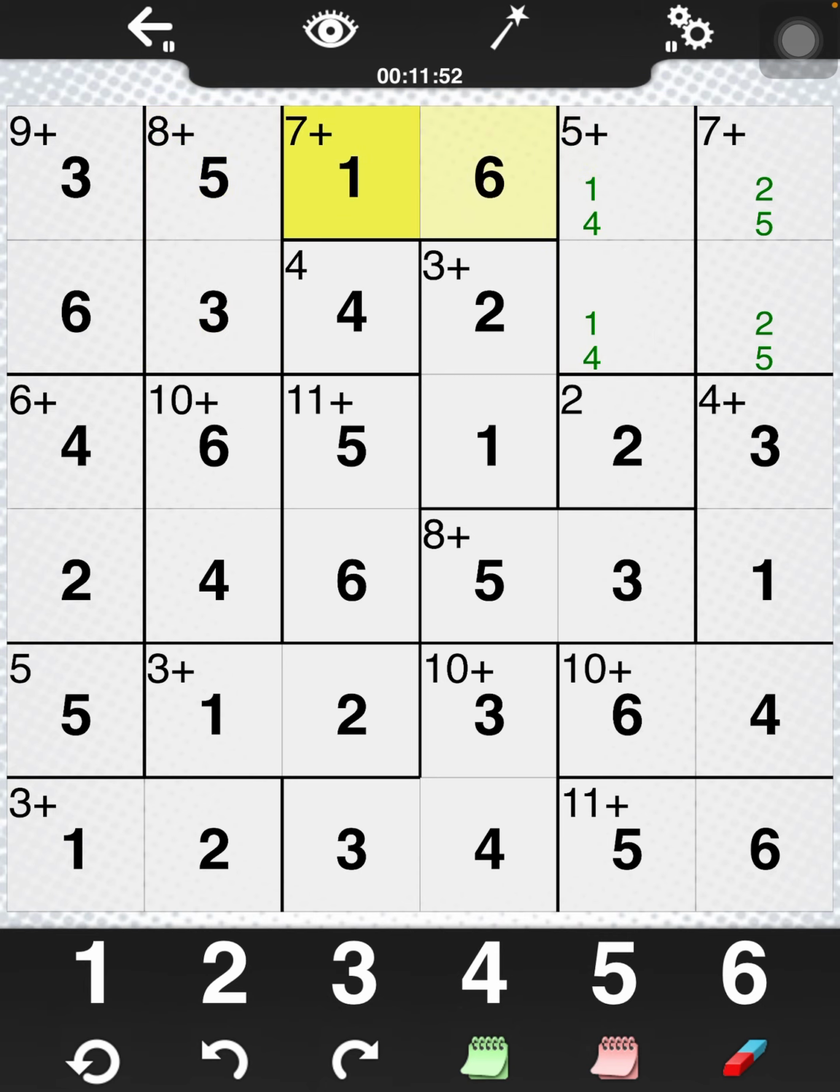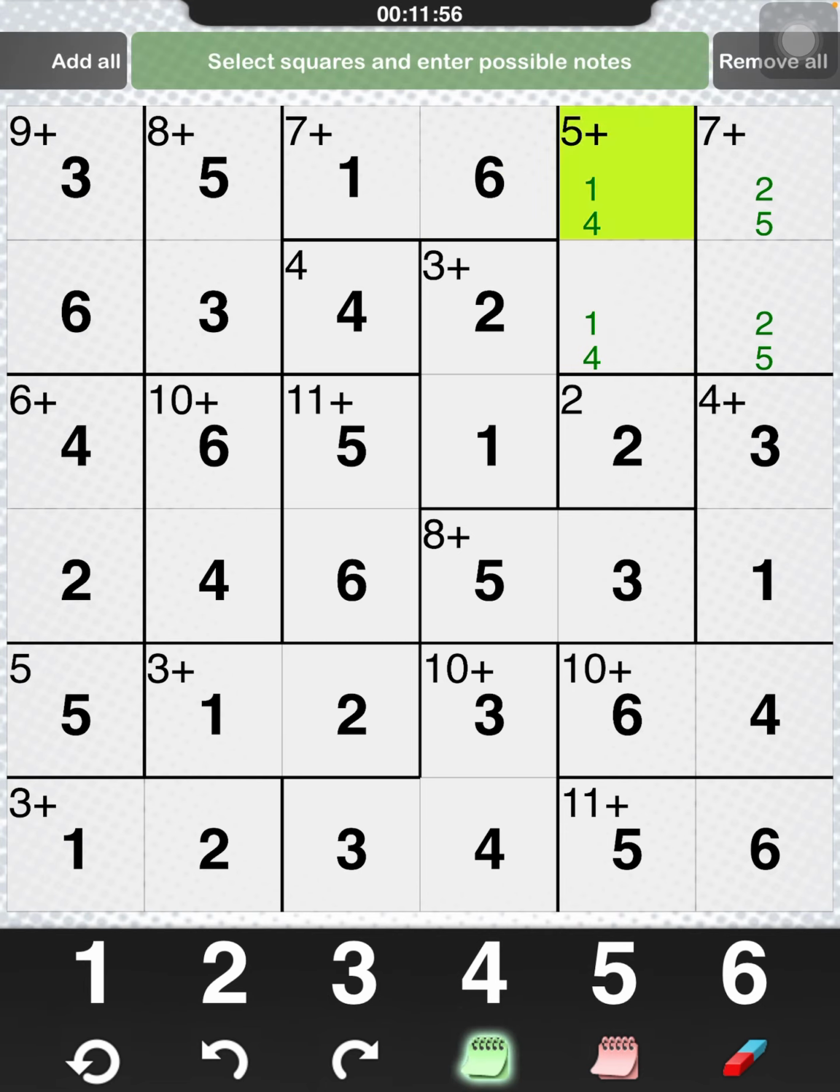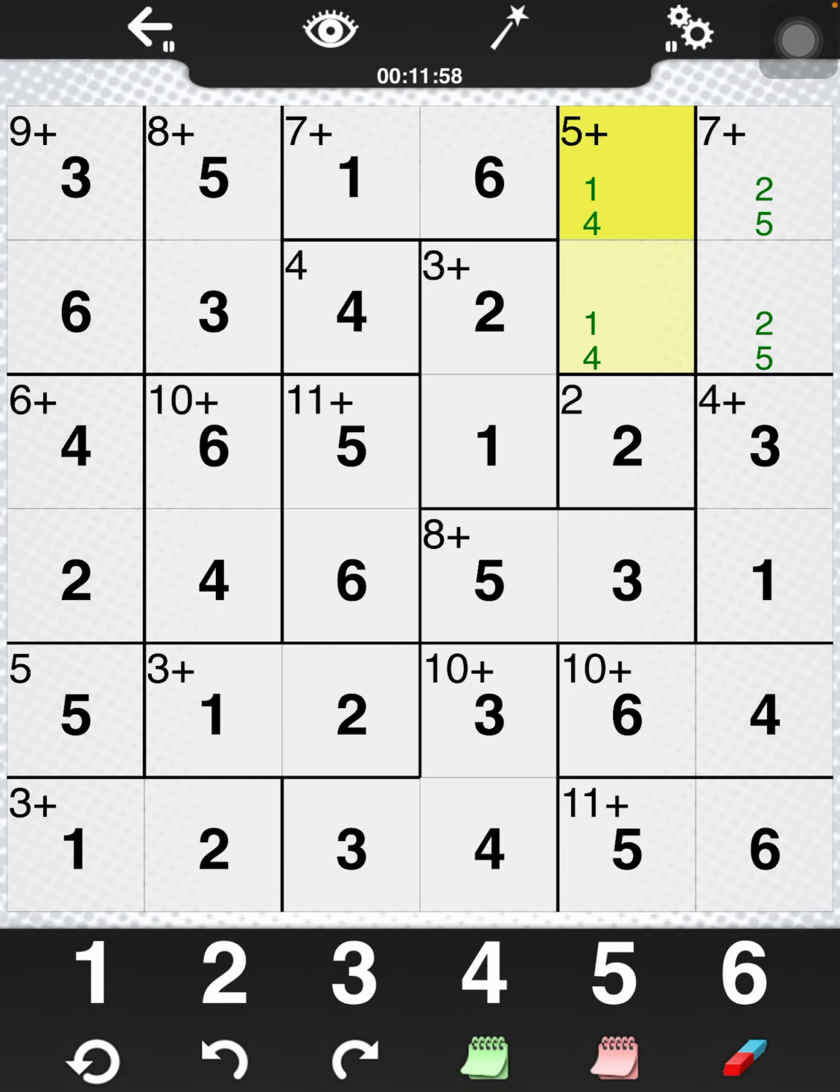Now, this cell has 1 and 4. However, 1 is already here, so that must be 4. This cell has 1 and 4 as well, but above it is 4, so this one must be 1. This cell has 2 and 5. There's a 2 already here, so this must be 5. This cell has 2 and 5, but 5 is already here. This must be 2.